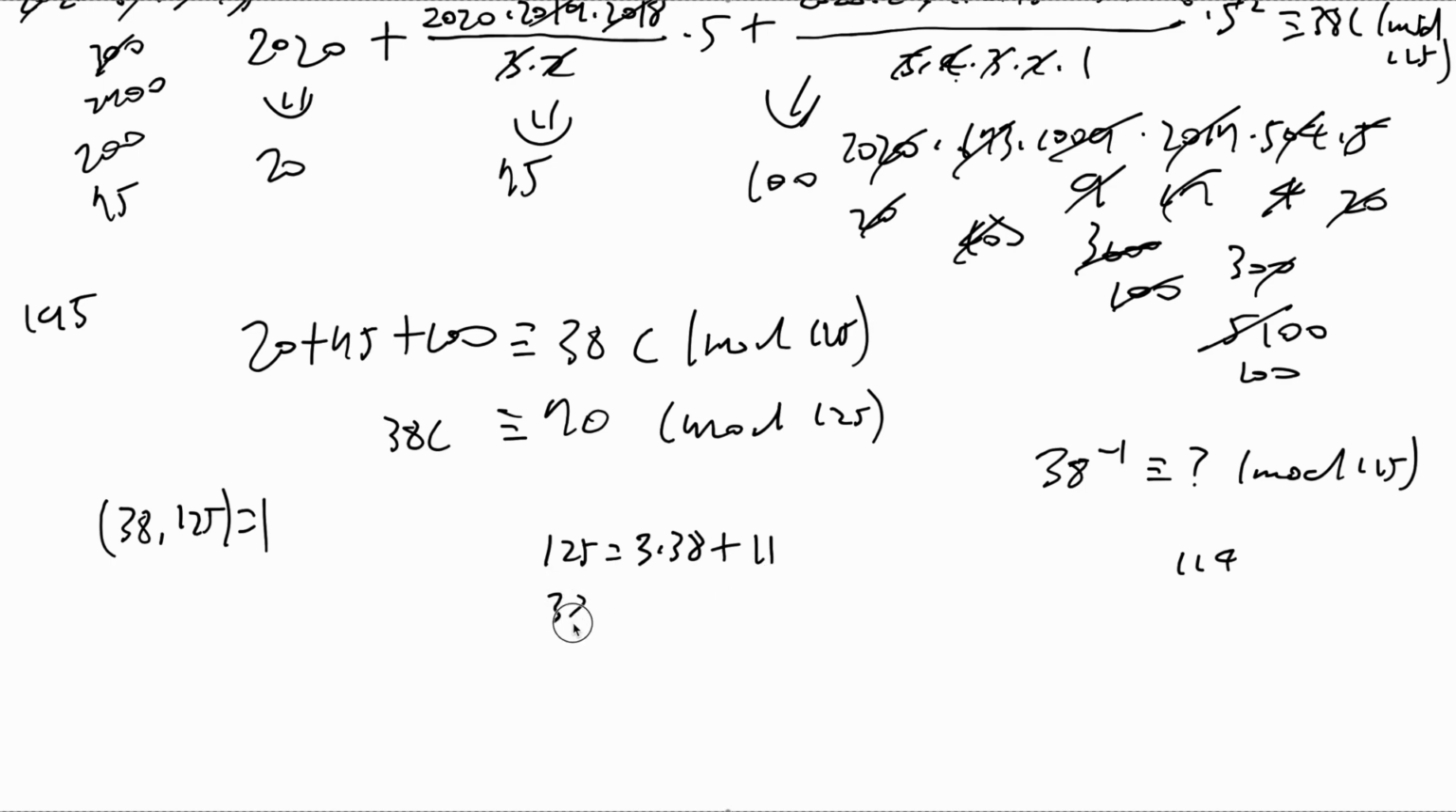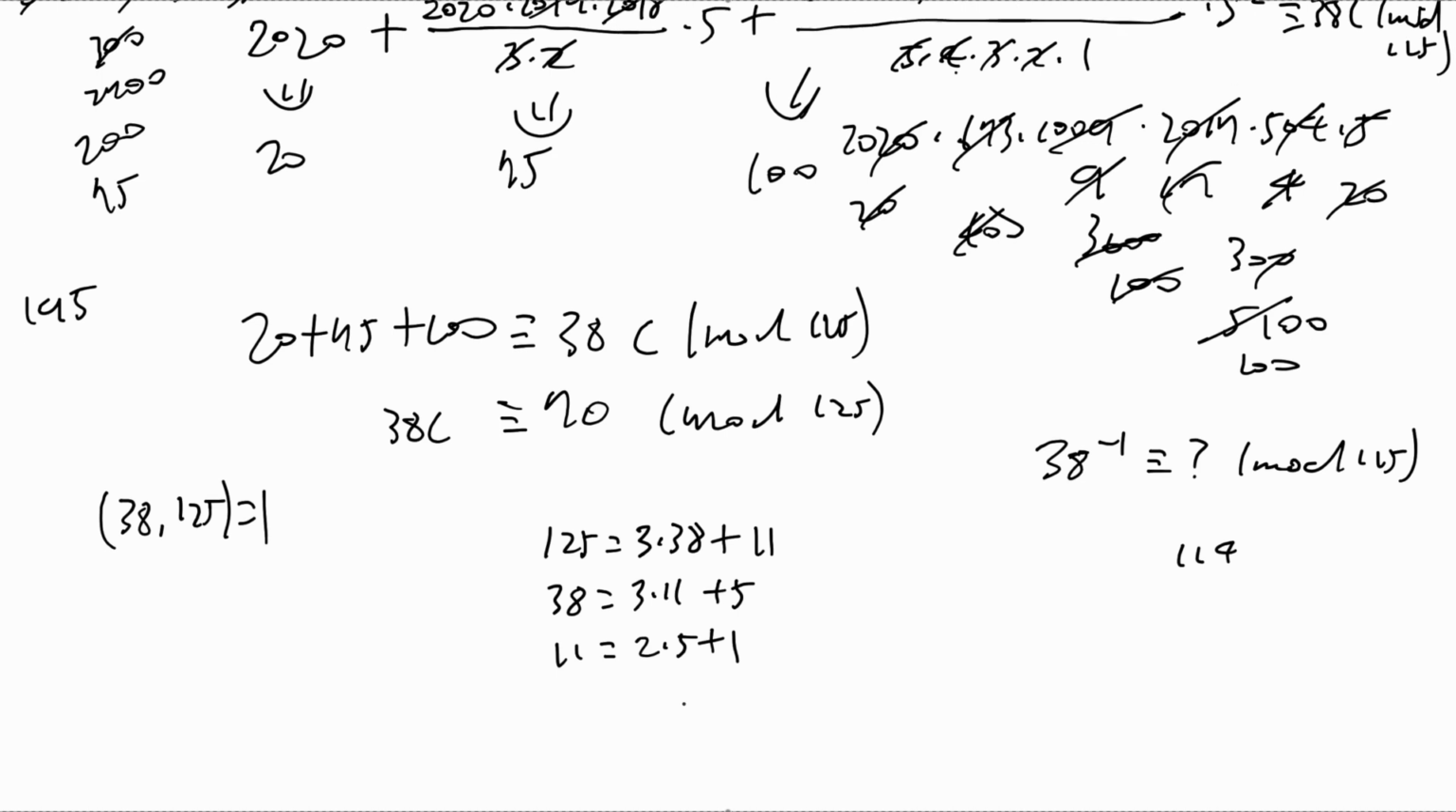And then we know that 38 is equal to 11 times 3 plus 7, and we know that, 5, sorry. Let me try that again. So we have 3 times 11 plus 5. 11 equals 2 times 5 plus 1, so we can stop right here.